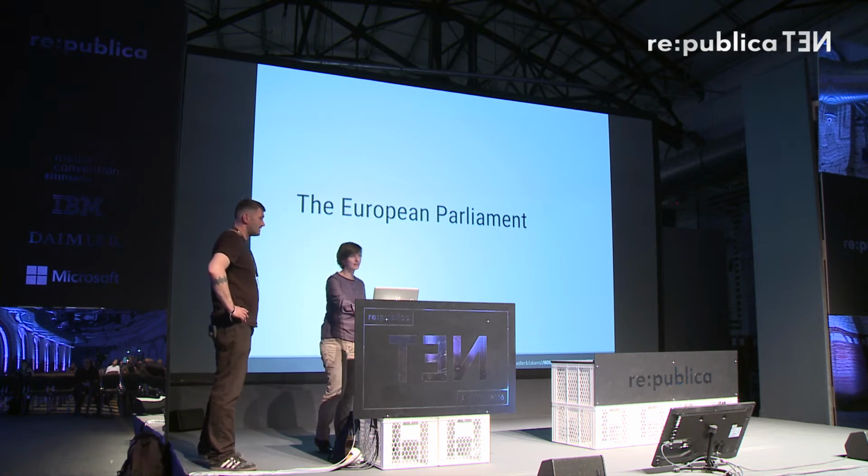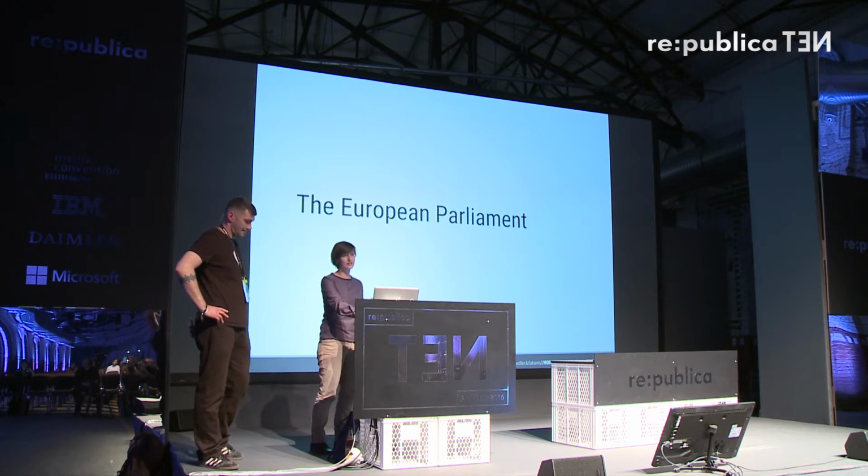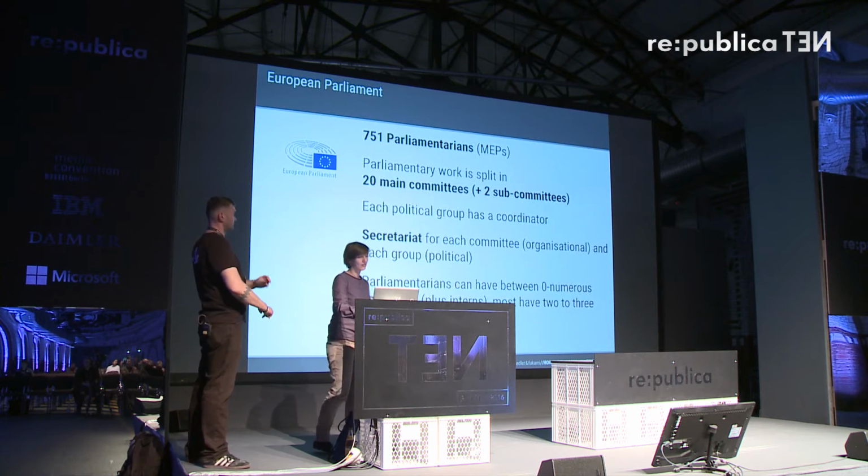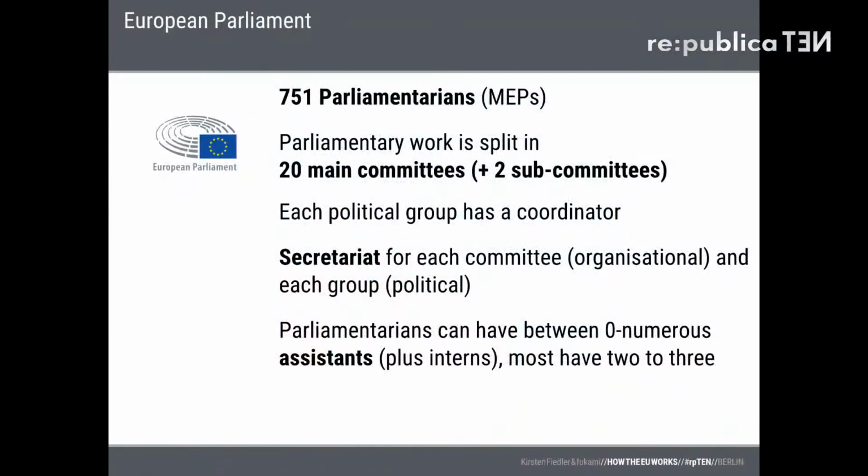So the European Parliament is the first of the European institutions that we want to introduce to you tonight. Contrary to Bundestagskomitees, most of the Parliament's work is actually live streamed. There are 751 parliamentarians, and they work in 20 main committees and 2 subcommittees. And every political group has a coordinator, and then for each and every committee, there's also a secretariat that organizes the work, the discussions, the votes, and so on.